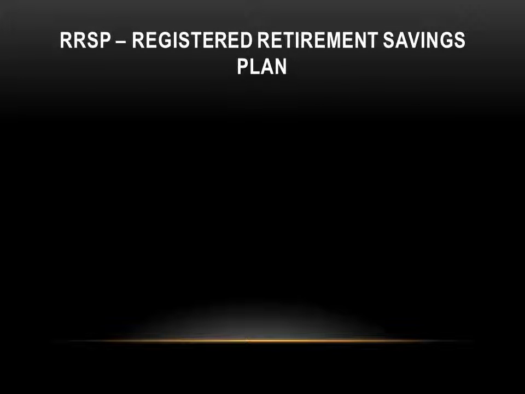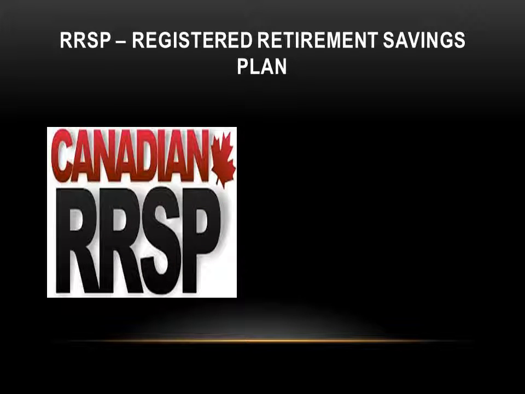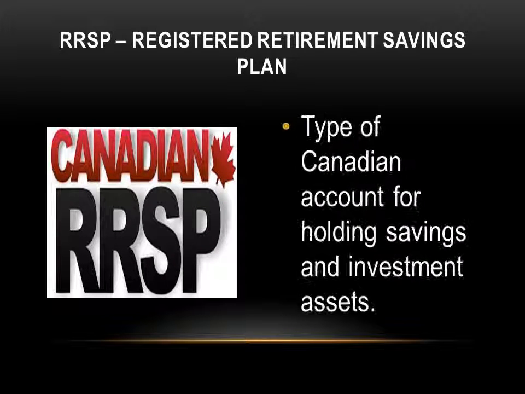Next, they also have the RRSP, or the Registered Retirement Savings Plan. This is a type of Canadian account holding savings and investment assets. They were introduced in 1957 to promote savings for retirement by employees and self-employed people. Deductible RRSP contributions can be used to reduce their taxes.